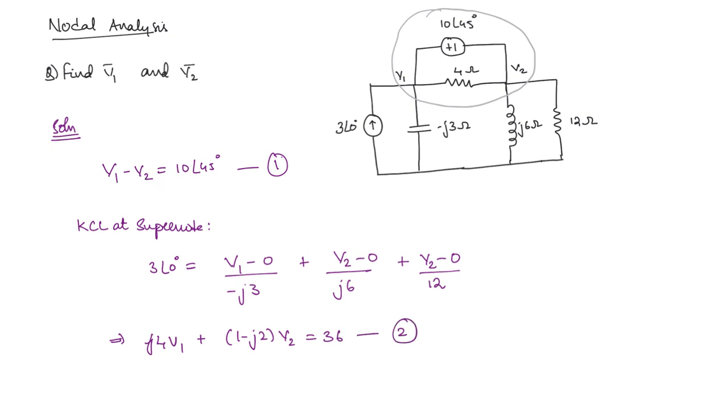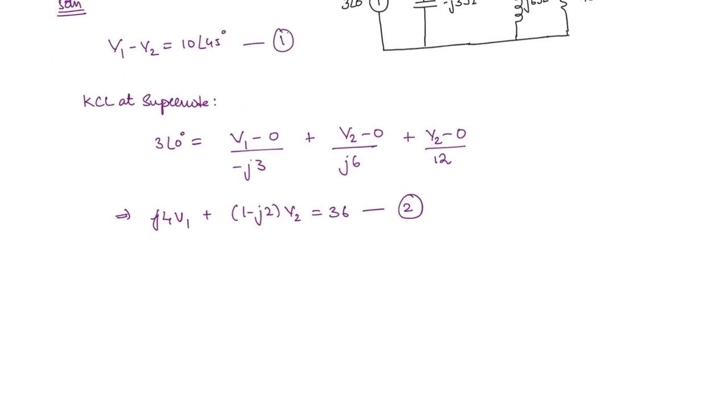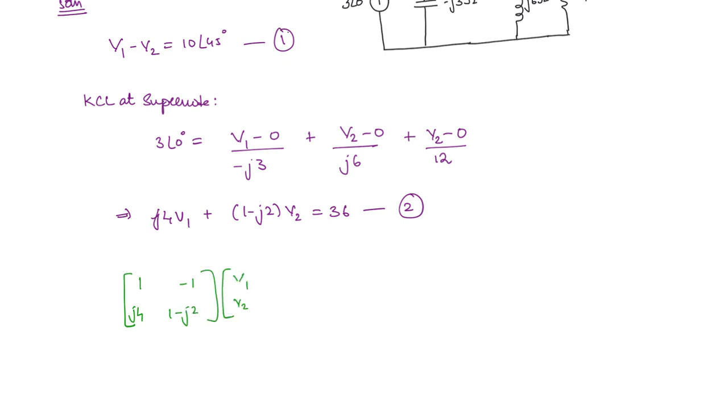So now we have 2 equations and we have 2 variables V1 and V2. So we can solve using the matrix form. So what was the matrix form? We will first write in the matrix form, right? So this is going to be [1, -1; J4, 1 minus J2] into [V1; V2]. This is going to be [10 angle 45 degrees; 36]. So using Cramer's rule you can now find V1 and V2.